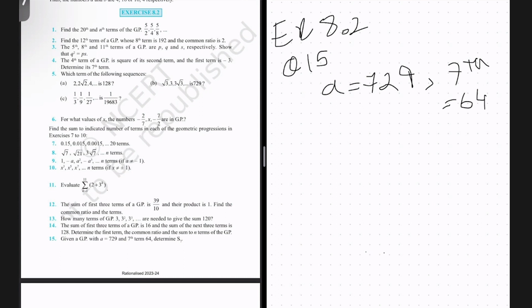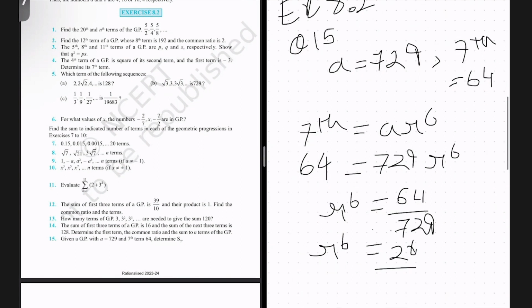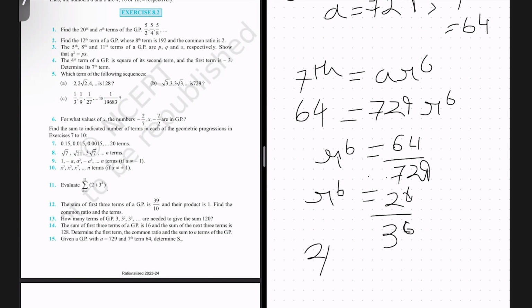The nth term of the GP could be expressed as, so the seventh term could be expressed as a r raised to the power 6, and the seventh term has been given to us as 64. a has been given to us as 729. We need to solve for r raised to the power 6. So when you do that, you have r⁶ as being equal to 64 divided by 729. 64 is nothing but 2 raised to the power 6. Similarly, 729 is nothing but 3 raised to the power 6, correct? So we can now write this as (2/3)⁶ equals r⁶.